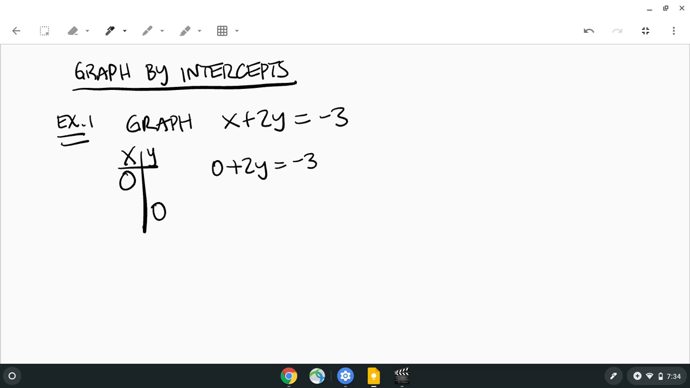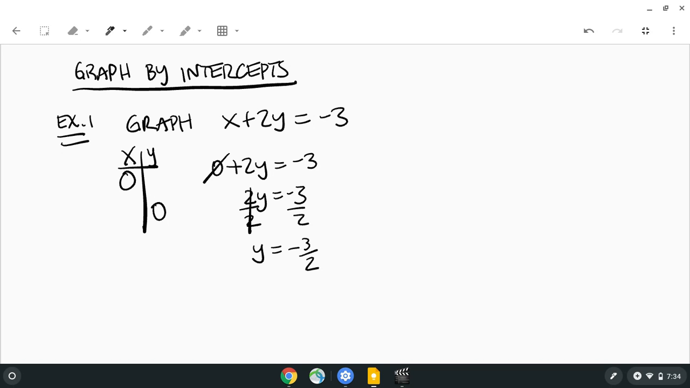Okay, so that's just gone. So we get 2y equals -3. And then we're going to divide both sides by 2. So y is equal to -3/2. Okay, but again, that's an improper fraction.